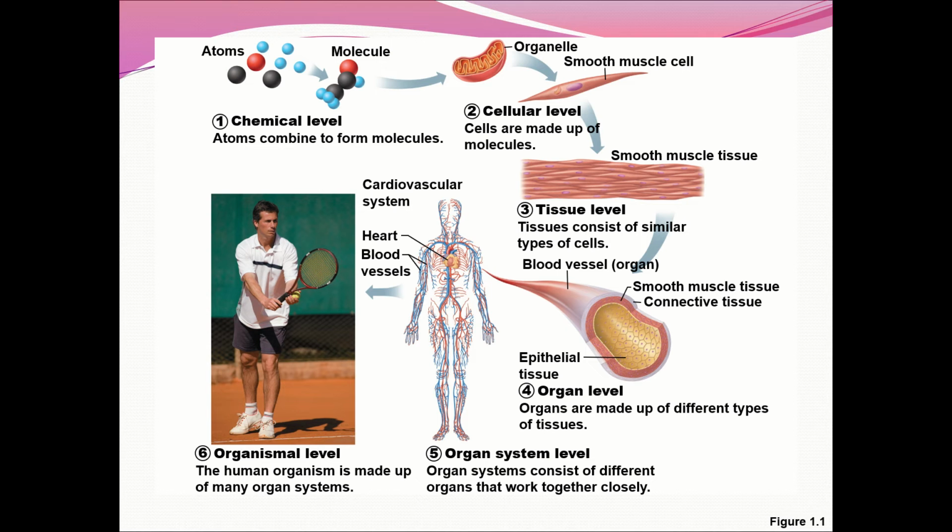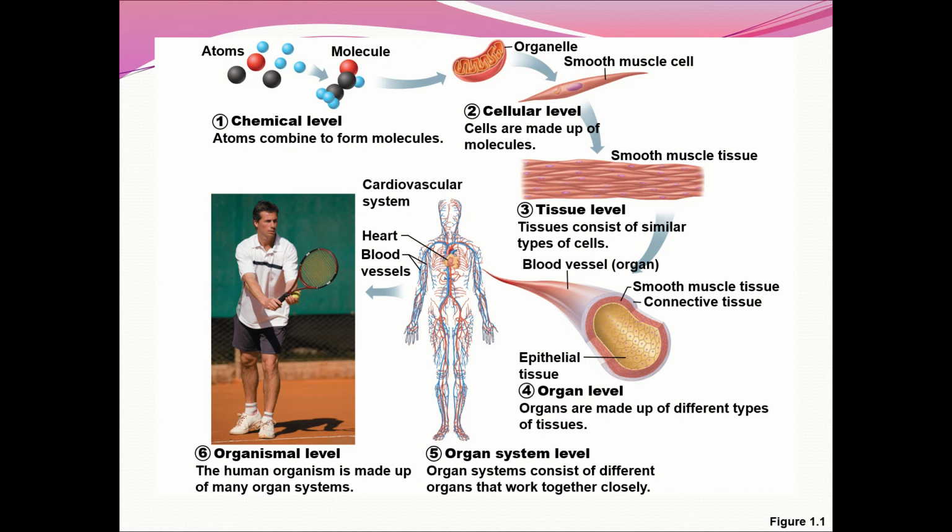And so in number 3, the tissue level, many smooth muscle cells join together to form a tissue, particularly smooth muscle tissue. The function of smooth muscle tissue is movement. Proteins inside of these cells are able to contract, and that will move substances through particular organs. In this case, the organ is going to be a blood vessel.